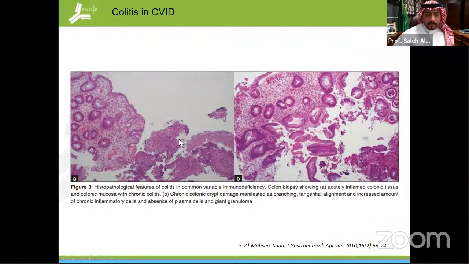Patients with common variable immune deficiency with colitis have typical manifestations, but mainly they can have an absence of plasma cells and giant granuloma. The absence of granuloma is typical in those patients. And you can also see crypt damage in those patients if you go to a higher power field.